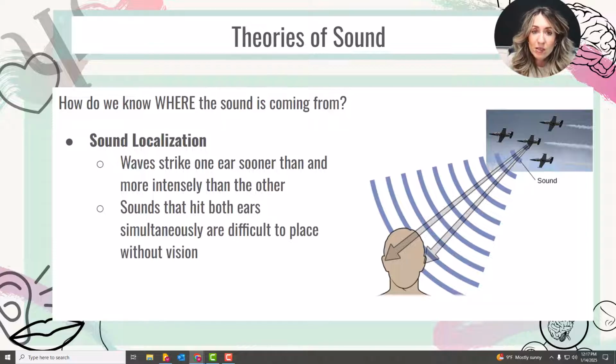What this also tells us is that when sounds happen in front of or behind us, above or below us, and hit both ears at the same time, it can be very difficult to place that sound without visual cues. Obviously, if a sound is coming from in front of us and we see the stimulus causing the sound, like a fire truck or a person talking, it's very easy to tell. But if you have your eyes closed and you don't know where the sound is coming from, it can be very difficult to know if it's in front of or behind you because they hit both ears at the same time.